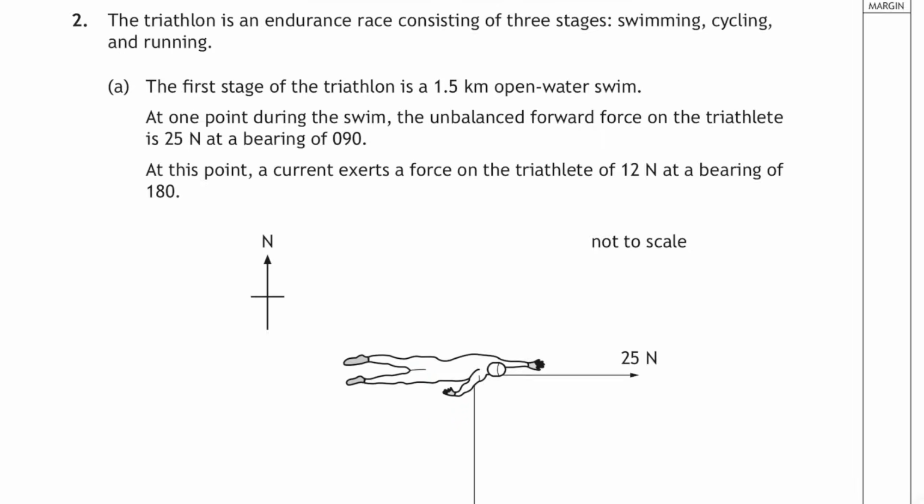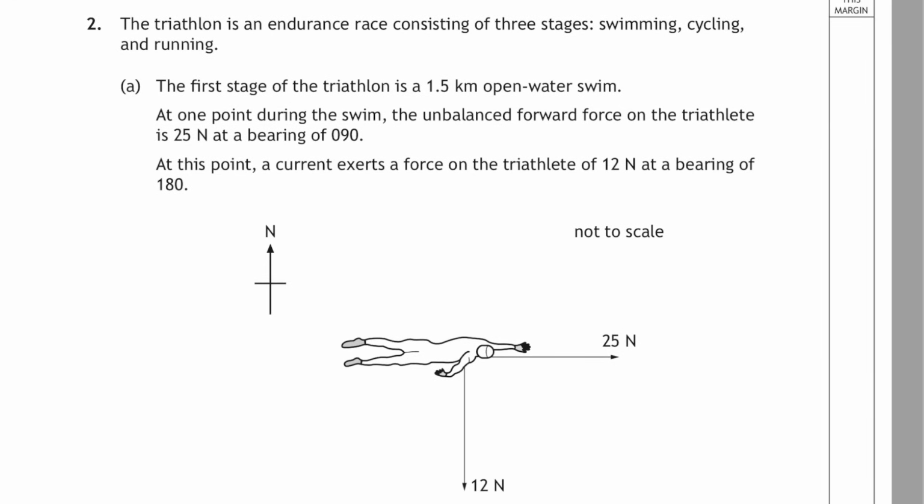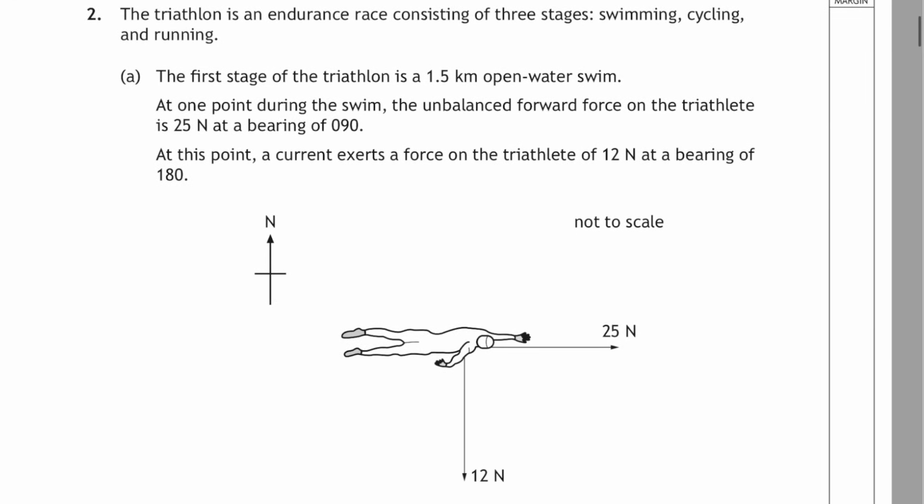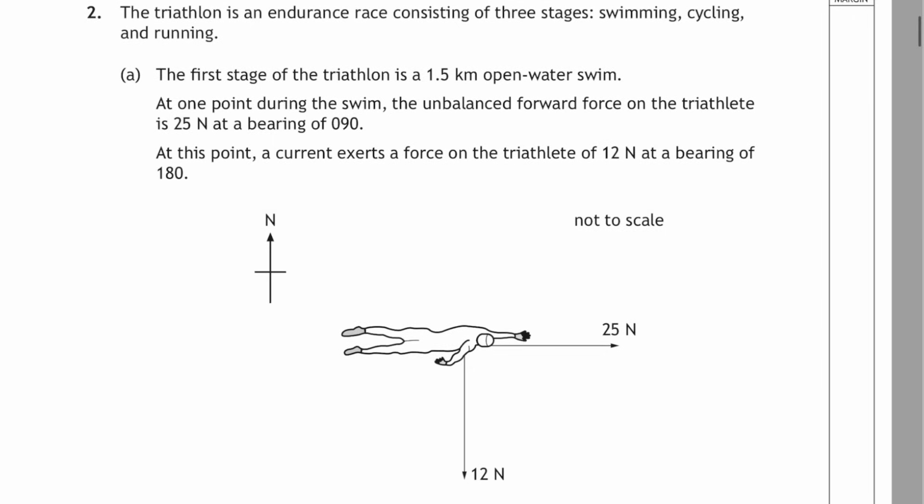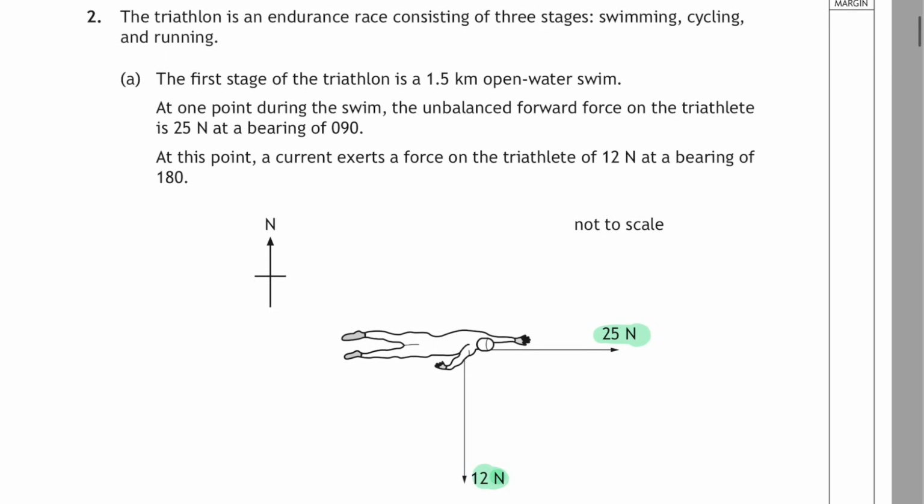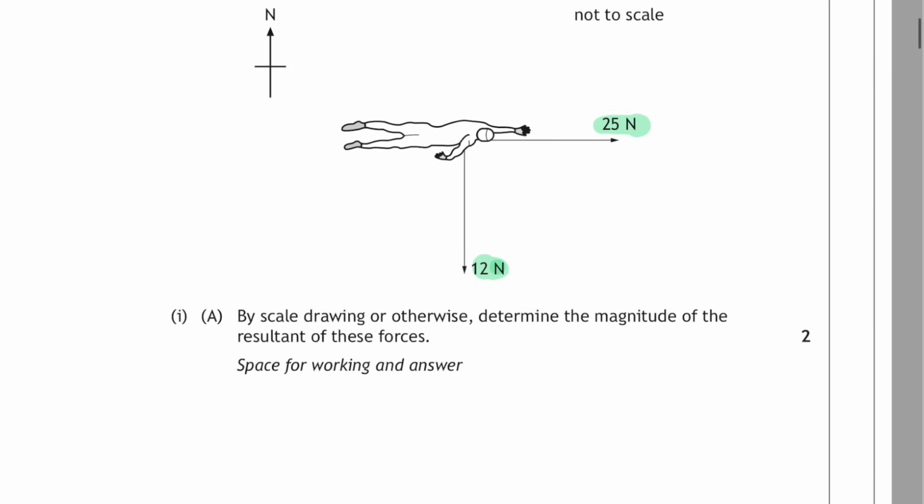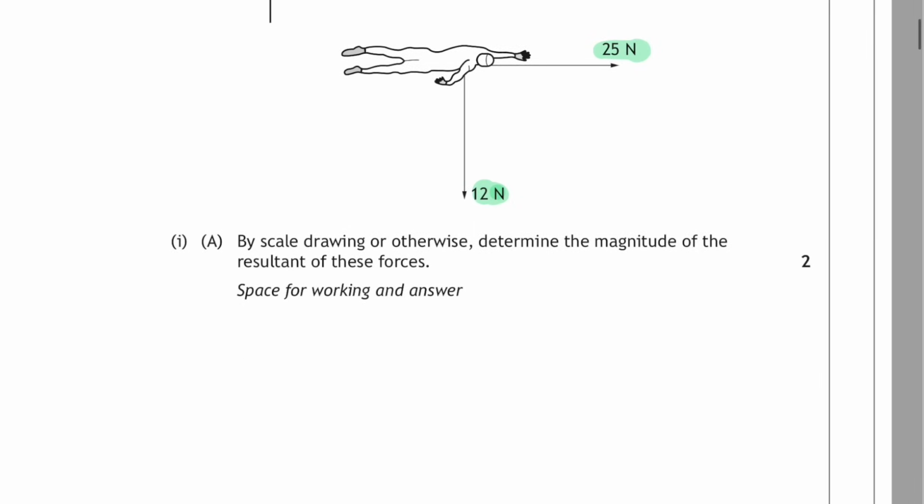Okay, on to question 2. A triathlon is an endurance race consisting of 3 stages: swimming, cycling and running. And the first stage is a 1.5 kilometre open water swim. And at one point during the swim, the unbalanced forward force is 25 newtons on a bearing of 090. And at this point, the current exerts a force on the triathlete of 12 newtons at a bearing of 180. By scale diagram or otherwise, determine the magnitude of the resultant of these forces.